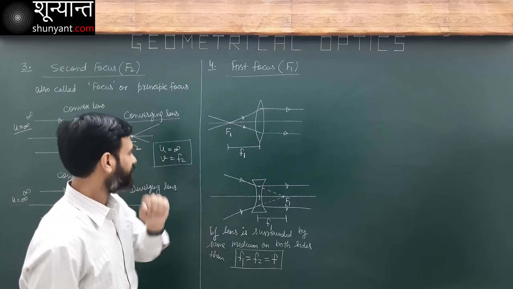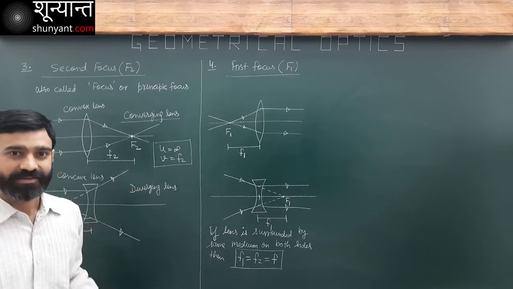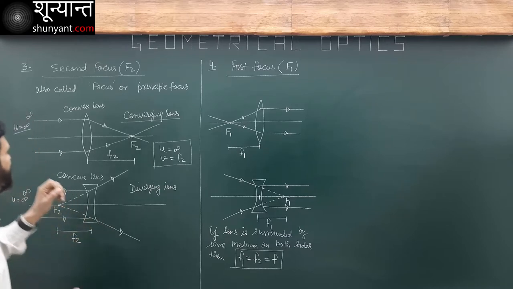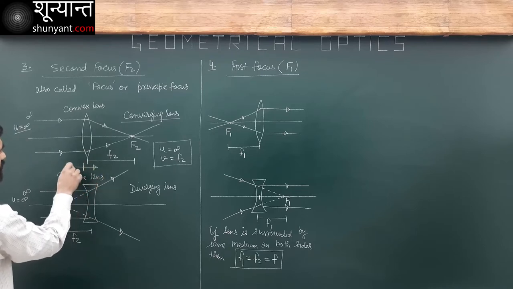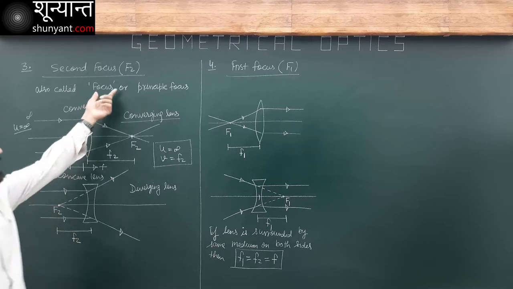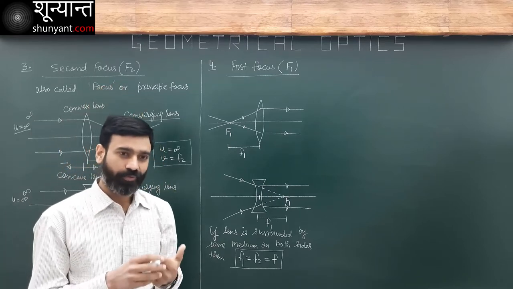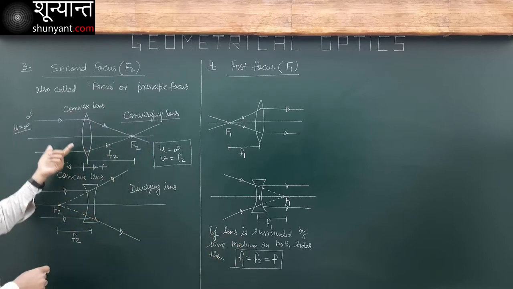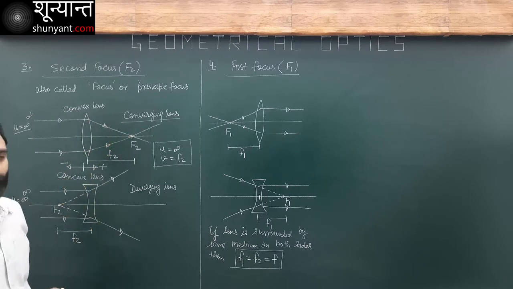Also, one other case, let's use this sign convention. Light rays are going towards the right, so this becomes our positive, this becomes our negative. Second focus, which is generally called just focus. When I only say focus, that means it is the second focus. For a converging lens it is positive. Okay, second focus.